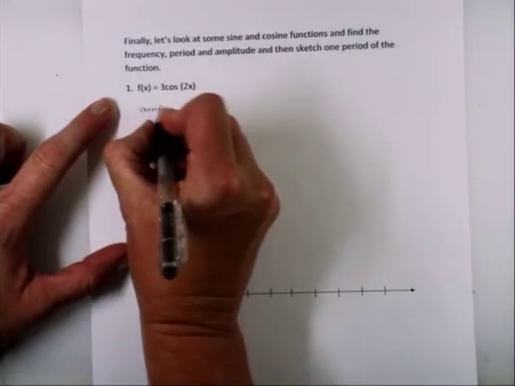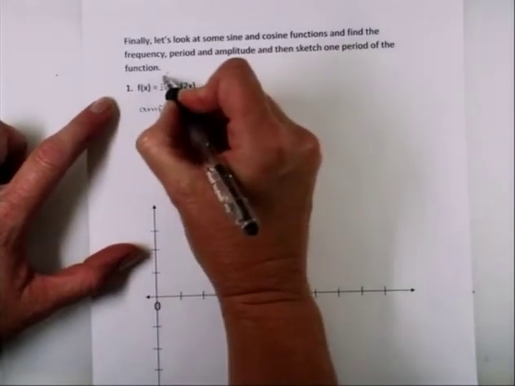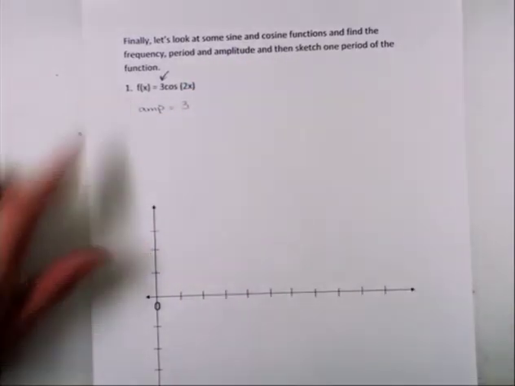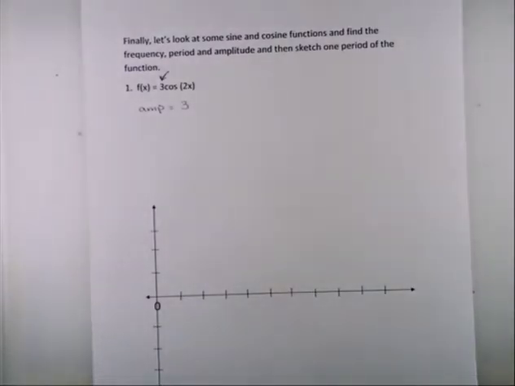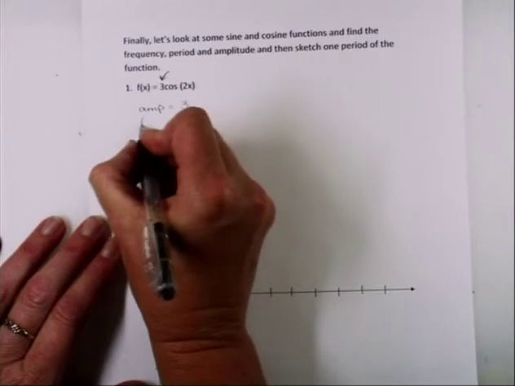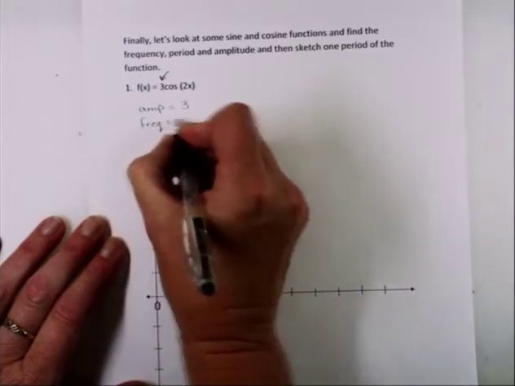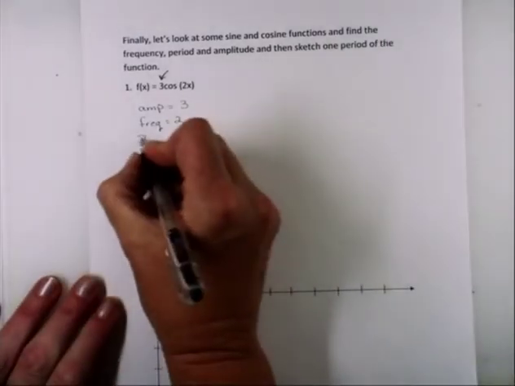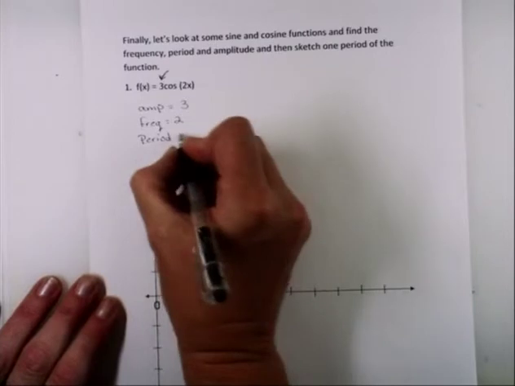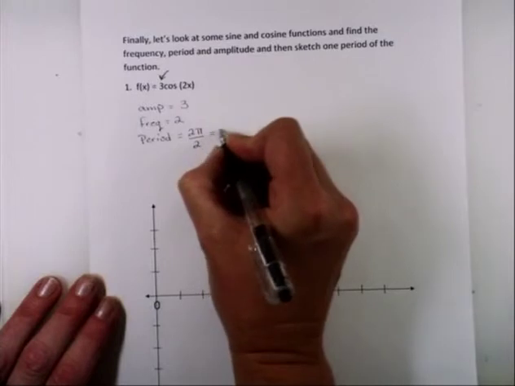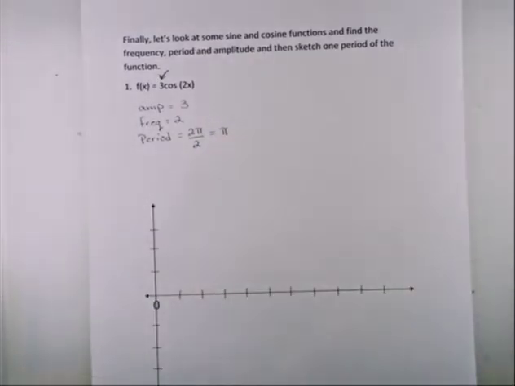Amplitude. Amplitude, remember, is found in front of the trig function. So my amplitude is 3. When you're given an equation, you can find the frequency much easier than the period, so start there. Frequency will be after the trig function, in front of the x. So my frequency is 2. From that, you can get the period. The period is 2 pi divided by the frequency. In this case, my period is pi.